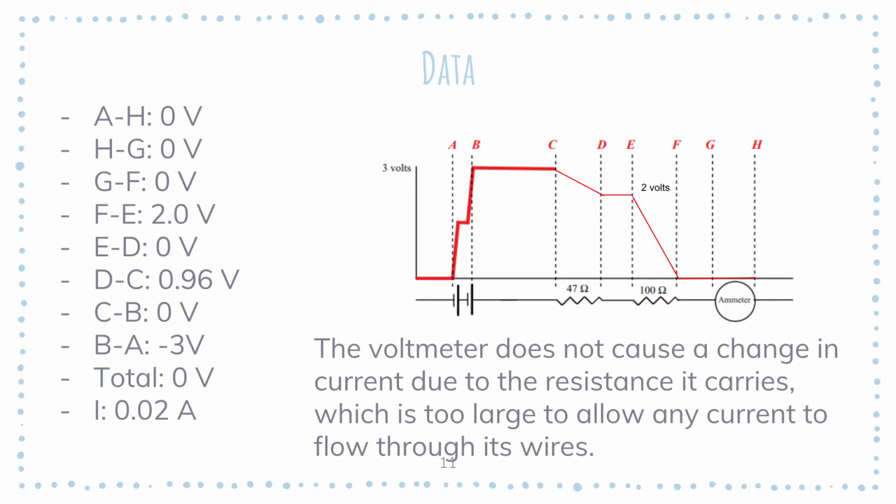On this slide, we see a graph of the absolute value of the potential differences and understand that because of the resistance of the voltmeter, not enough current flows through its wires, which shows why there is no change when the voltmeter is added to the circuit.